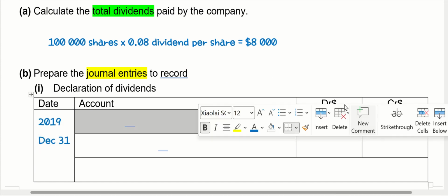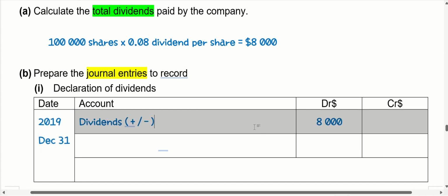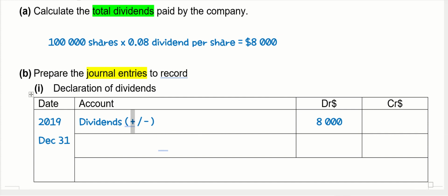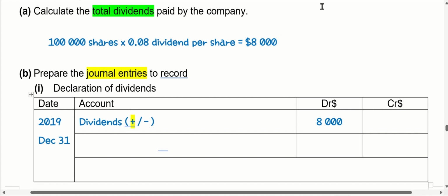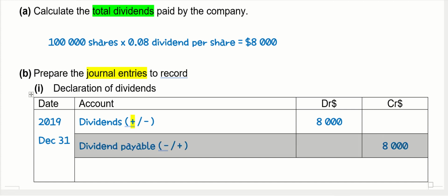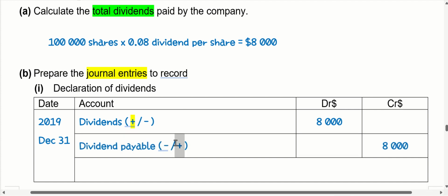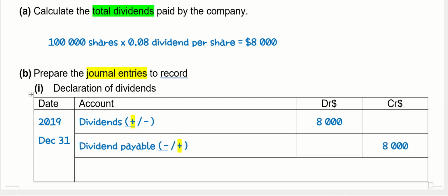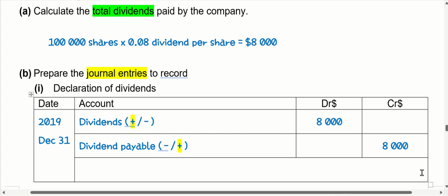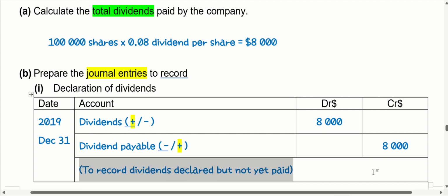What is the double entry? I declare a dividend, so I record dividend increase, debit dividend. Have I paid it at 31st December? No, I will only pay 1 month later, next year. And therefore, since I have not paid it yet, I will record dividend payable, a liability, credit 8,000. What is the possible narration? A possible narration is to record dividends declared but not yet paid.